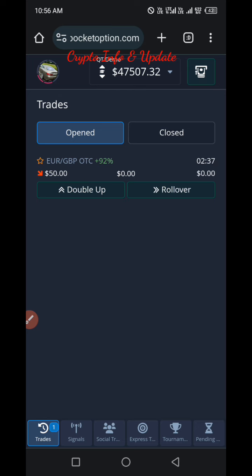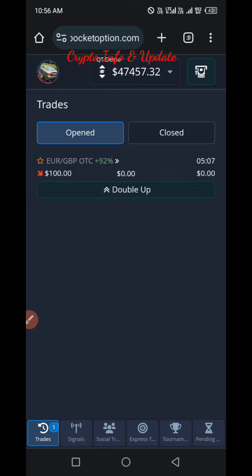Now you keep in mind what I said earlier on. Whenever you roll over an already running trade, the initial capital you use for the running trade will be doubled in the new trade. Likewise your potential profit will also be doubled. Now let me click on the rollover button. Confirm.